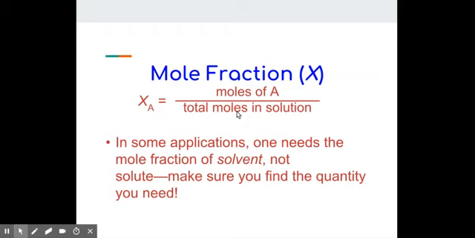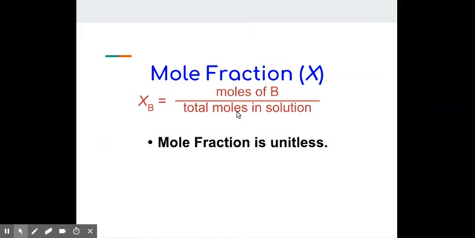Sometimes you are asked for the mole fraction of the solute, and sometimes you need to get the mole fraction of the solvent. In this case, if you have a mole fraction of solvent or another component, it's the same thing. Moles of that component on top over the total moles of the solution. Again, how do you get total moles of the solution? Just add all the moles of the components of your solution. Then that's your total moles.